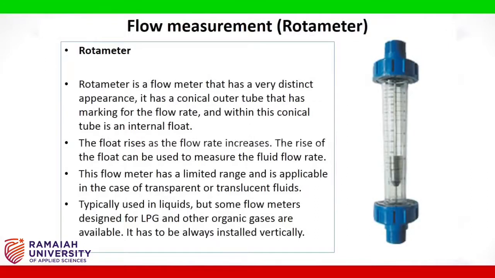Rotameter. Rotameter is a flow meter that has a very distinct appearance. It has a conical outer tube that has marking for the flow rate. And within this conical tube is an internal float. The float rises as the flow rate increases. The rise of the float can be used to measure the fluid flow rate. This flow meter has a limited range and is applicable in the case of transparent or translucent fluids. Typically used in liquids, but some flow meters designed for LPG and other organic gases are available. It has to be always installed vertically.